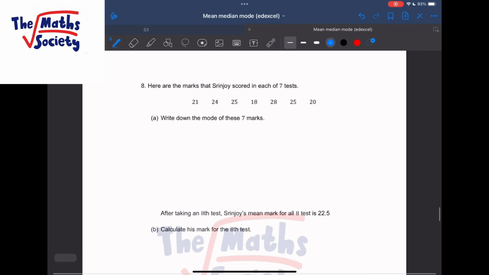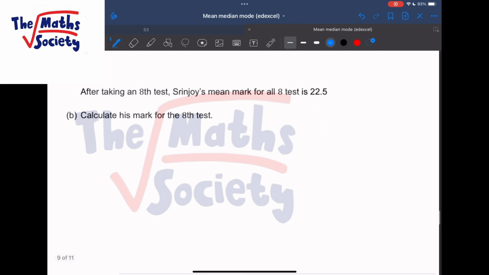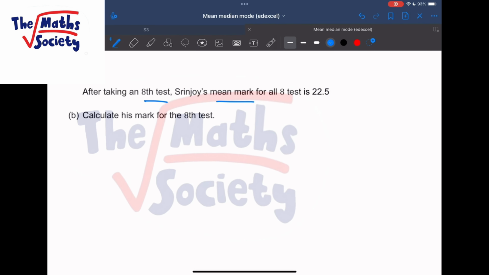So it says that here are the marks that Srinjoy scored in each of 7 tests. Write down the mode. So we know the mode is the number that appears most frequently. So here we see 25 twice, right? So the mode is just 25. And then it says that after taking an 8th test, Srinjoy's mean mark for all 8 tests is 22.5. Calculate the mark for the 8th test.